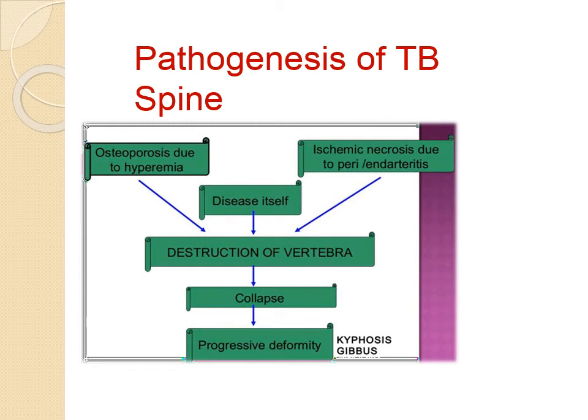So in a nutshell, the pathogenesis of tuberculosis of spine is osteoporosis due to hyperemia, ischemic necrosis due to periarteritis and endarteritis, and the disease itself leads to destruction of the vertebra. This leads to collapse of the vertebra, and there is progressive deformity leading to kyphosis and gibbus.